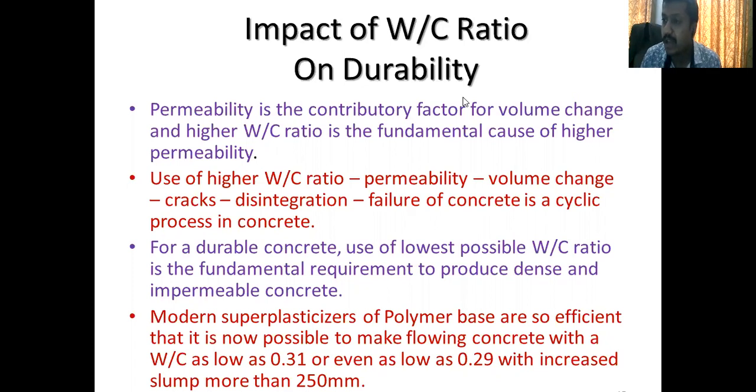Okay, so how is it possible to use the lowest possible water cement ratio? You can use admixtures, basically plasticizers or super plasticizers. See, by admixtures we can reduce the water cement ratio by 20 to 25%.